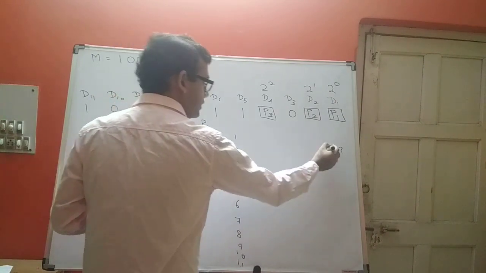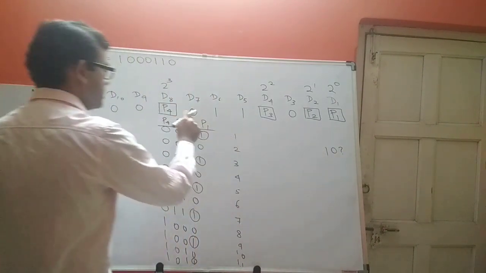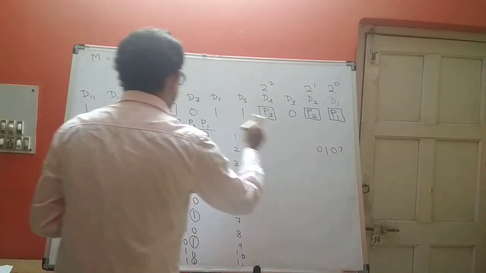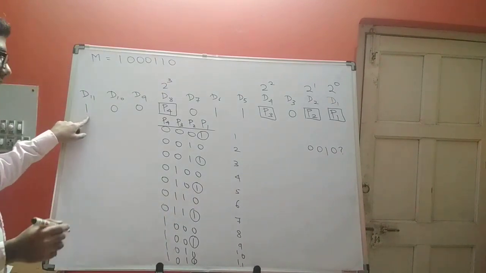What is at position 3? 0. I know what is at position 5. There is 1. At position 7, there is a 0. At position 9, there is a 0. And finally, at position 11, as you can see, there is a 1.